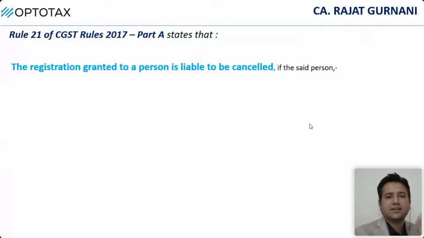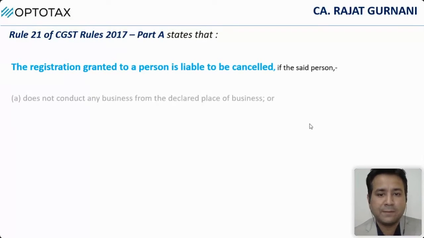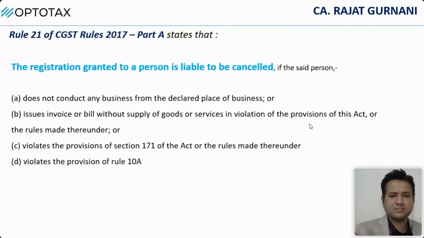The registration granted to a person is liable to be cancelled. Read the words: liable to be cancelled if the said person does not conduct any business. So these four things were already there. No change in these four things. You have already read Rule 21. You must be very well aware of it. If you are not aware of it, that is the reason why I have given those four things as well in my presentation.